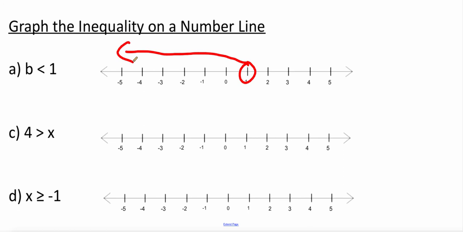My next one here, we're saying 4 is greater than x. So in other words, the alligator is eating 4, so x must be less than it. And there's no equal sign, so I'm going to have to keep this open as well. And if we look at this, x must be less than 4. So is 3 less than 4? Yes, it is. So we're going to go this way as well.